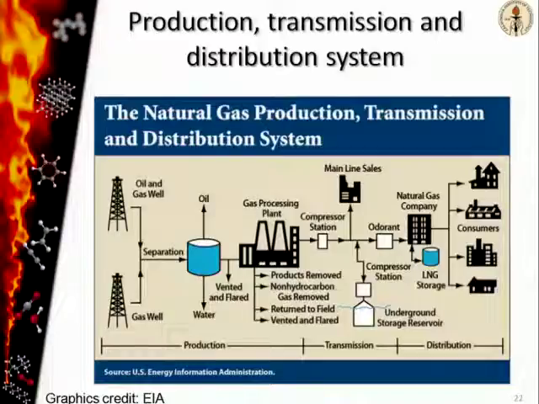So this figure just basically summarizes the natural gas production, transmission, and distribution system. It is produced at the oil or the gas well. You then separate out the oil and water from the natural gas. You have a processing plant which removes some of the other impurities. You have a compressor station which boosts up the pressure so that it can be transported through the pipeline, and then it is finally sent to the natural gas company, which can either store it or supply it to the end users.